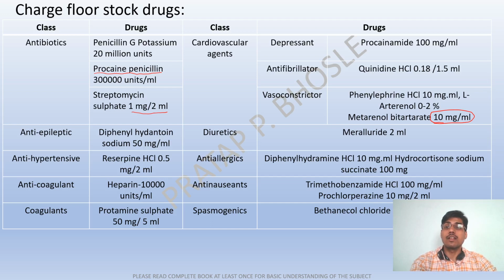So let's start with the antibiotics. Penicillin G potassium 20 mu, procaine penicillin 3 lakh units per ml, streptomycin sulfate 1 milligram to 2 ml. These are the constituents of the charged floor stock, that's why they are so important. Penicillin and procaine penicillin, along with streptomycin, are the important drugs.